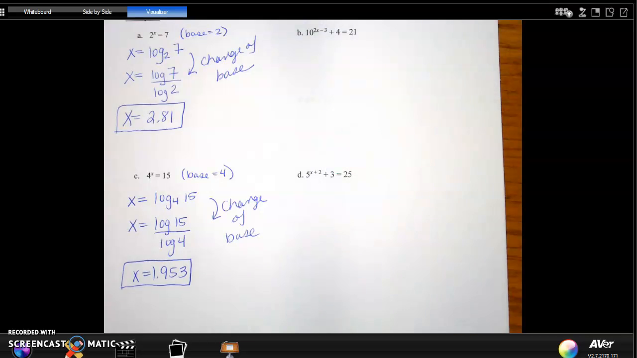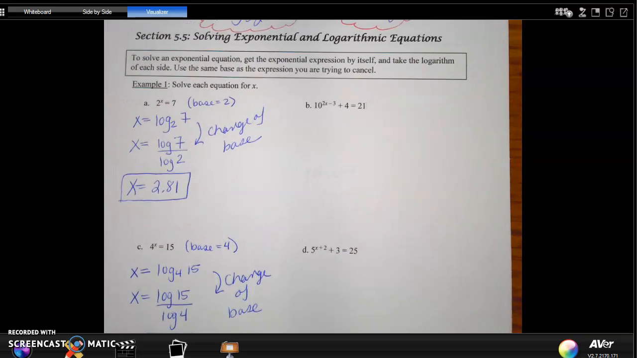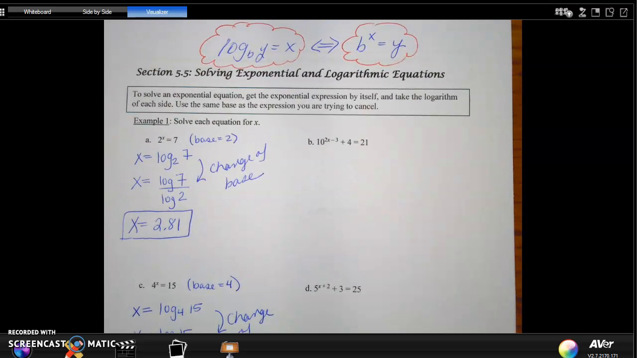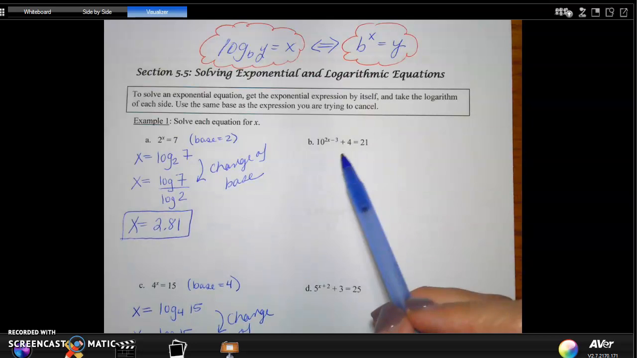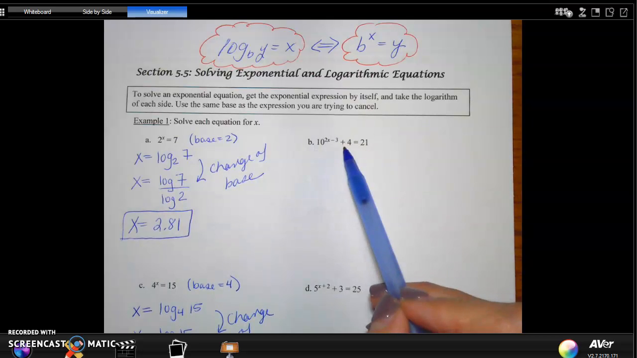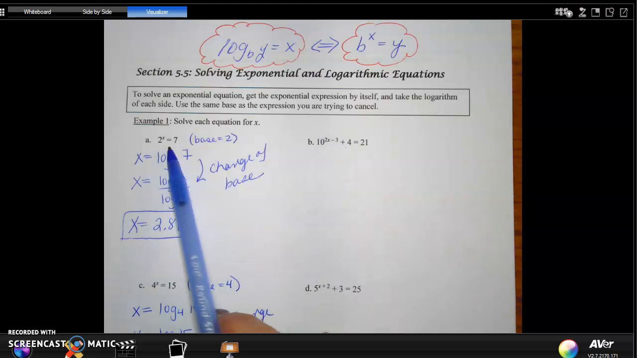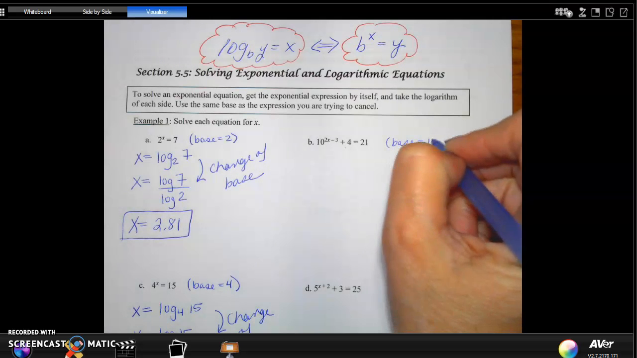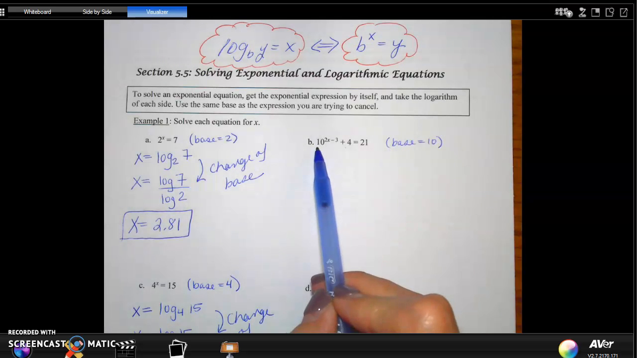Okay, so those are the easier problems. Let me do two that are a little bit more involved. So here we have a little extra work going on because this quantity is not by itself. There's a +4 here that we need to deal with, whereas over here we didn't have that issue. So the first thing we want to do is decide what the base is. It's 10 because that's what's down here.